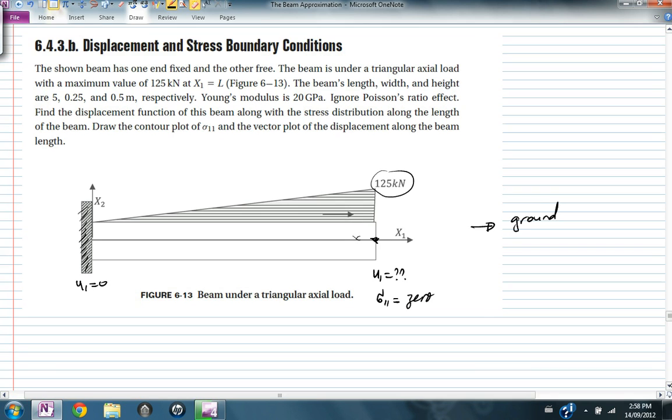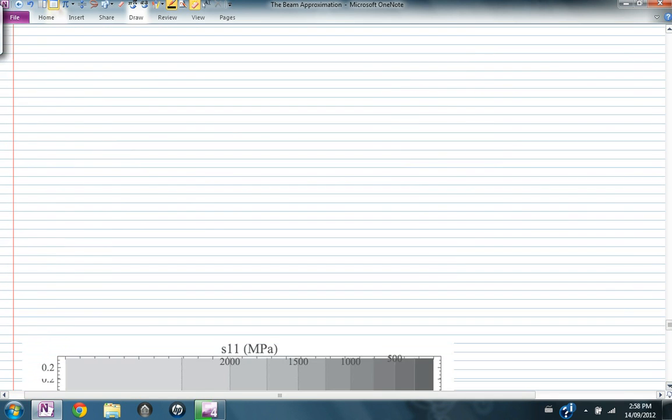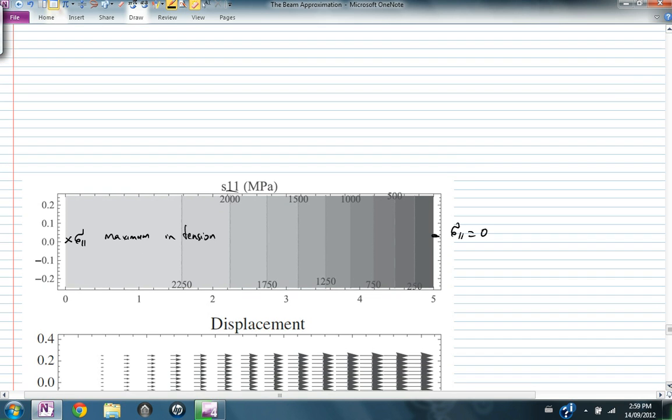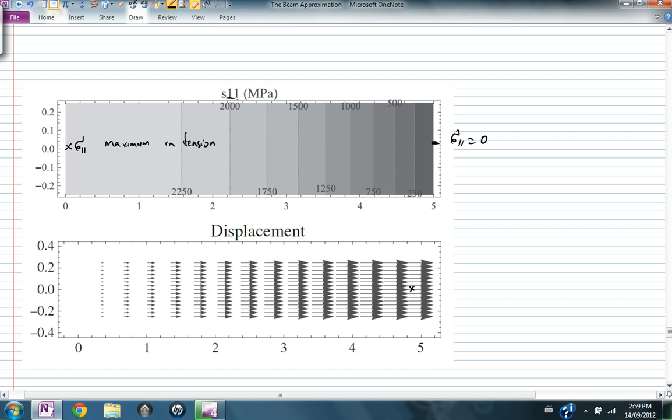By changing the boundary conditions, you end up with a different distribution of the stress, and the maximum stress is actually now here, sigma on 1, maximum in tension, and here the stress sigma on 1 is equal to 0. And the displacement is maximum here and 0 here.